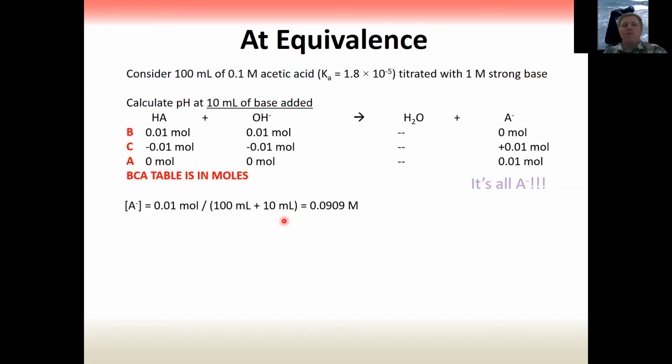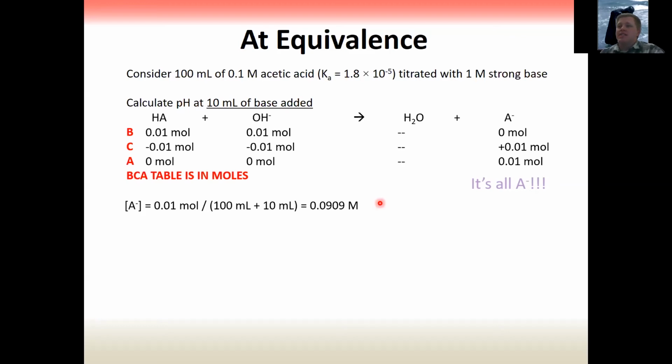And this is a spot where a lot of students make silly errors. This is a spot you will probably forget once or twice while you're doing these calculations. But the total volume is your starting volume plus what you added. So we started with 100 mL, and then we added 10 mL of base to this. So our total volume now is 110 mL. So we'll divide 0.01 moles by 0.11 liters and get a concentration of 0.0909 molar.